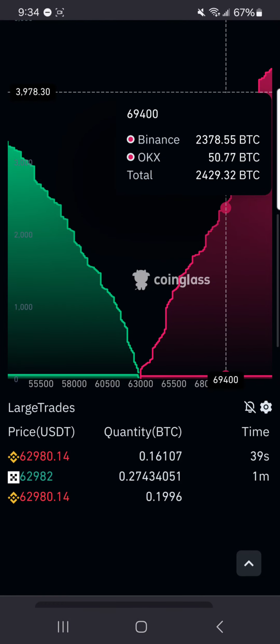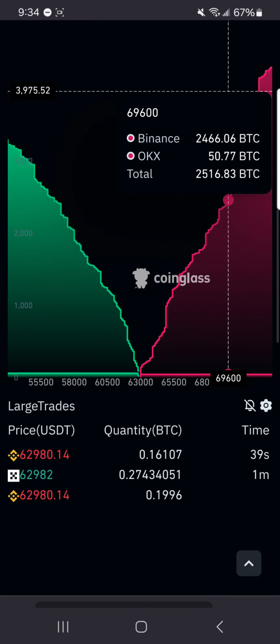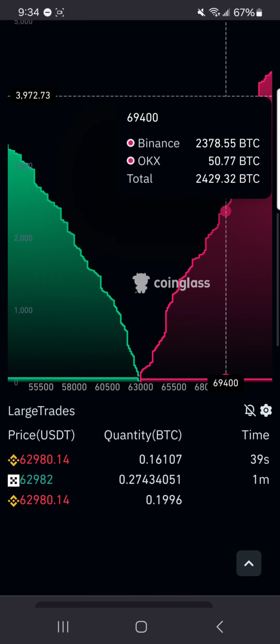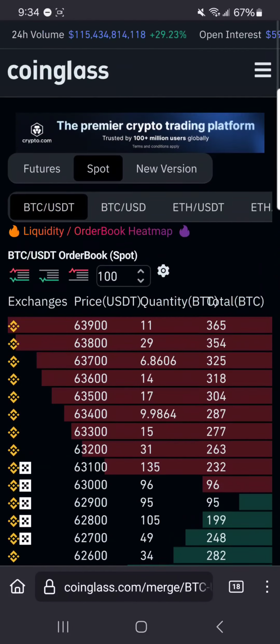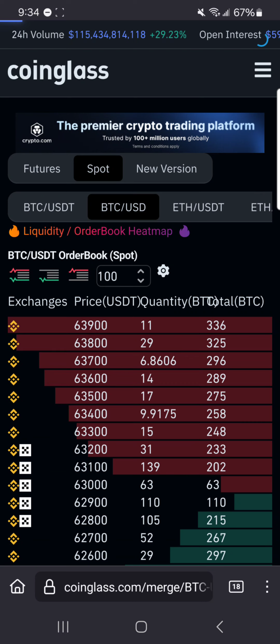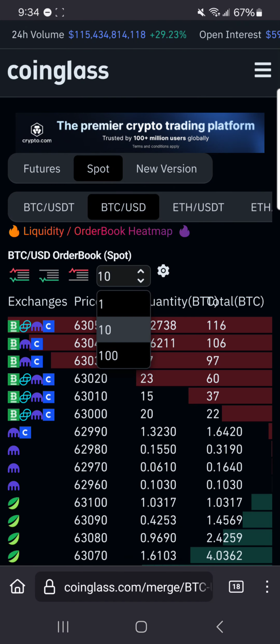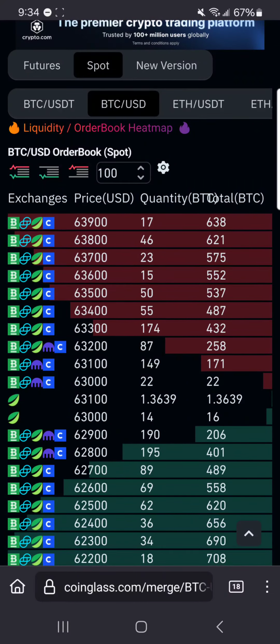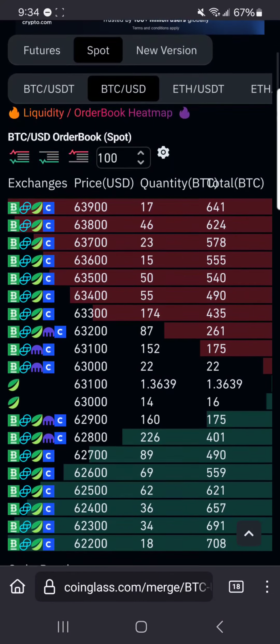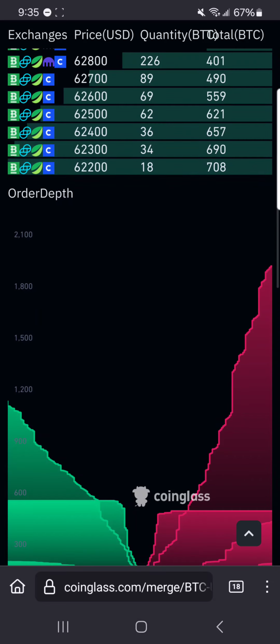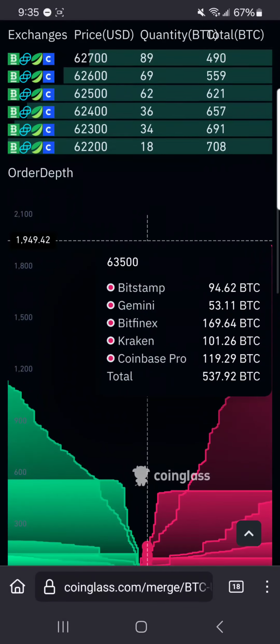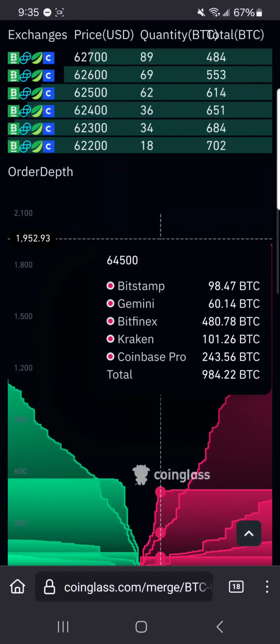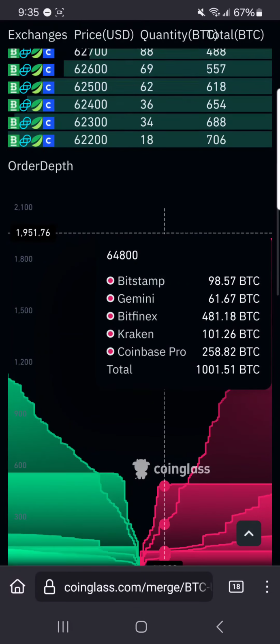70,000 is like all the way up there. Now let's look at, I don't know what to make of any of this. I'm just showing it to you. We look at $100 increments on BTC USDT, which has all these exchanges here: Bitstamp, Gemini, Bitfinex, Kraken, Coinbase Pro.